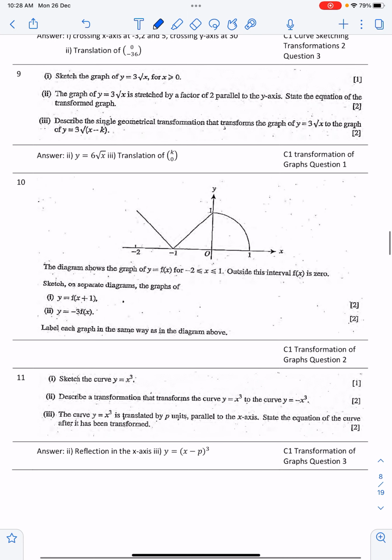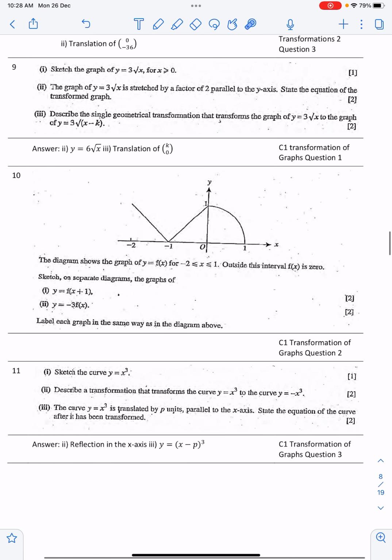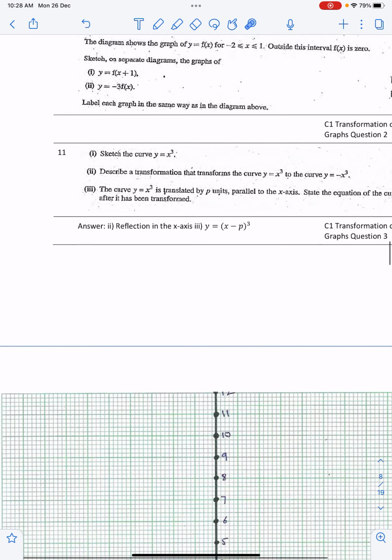Okay, question number 9, sketch the graph of y equals 3 root x. To sketch this graph, I am just taking this graph paper.